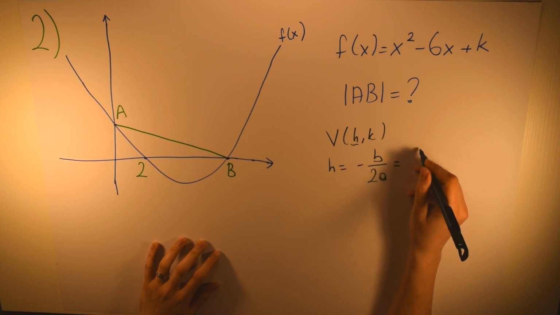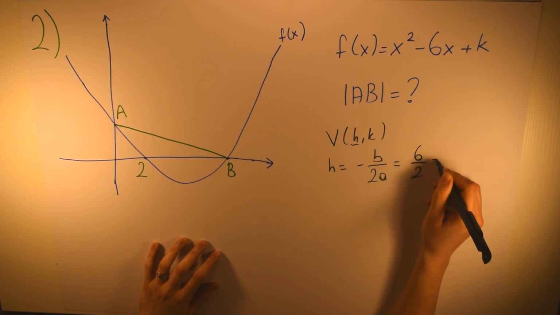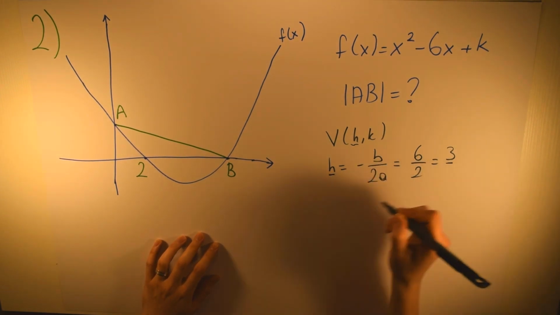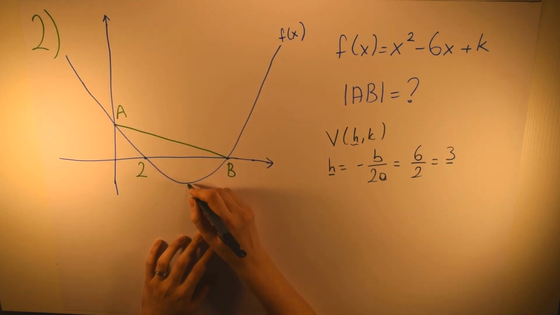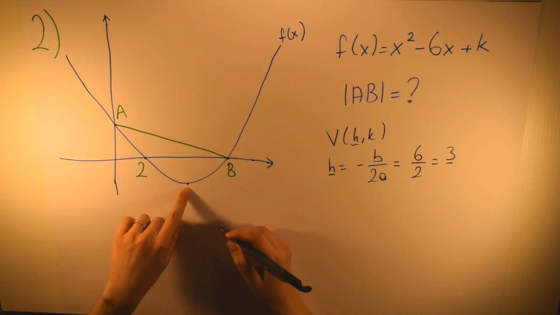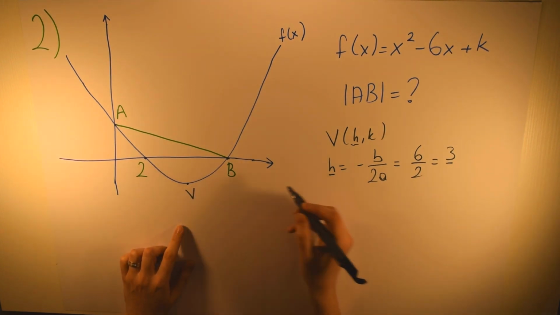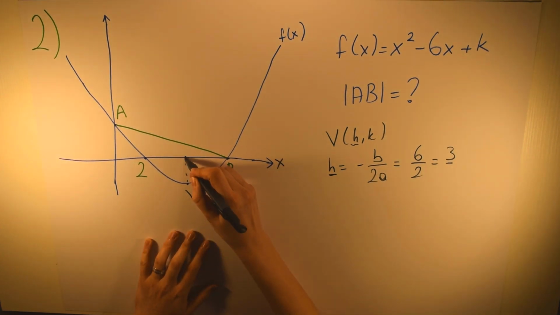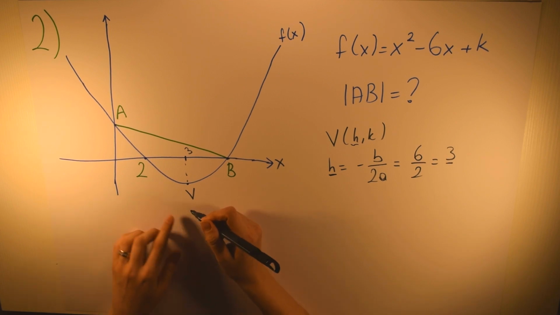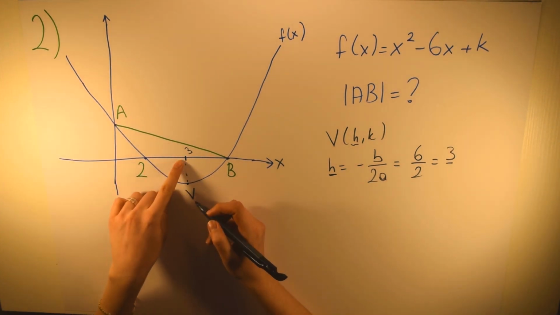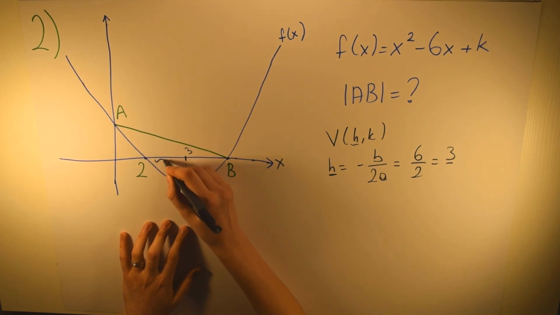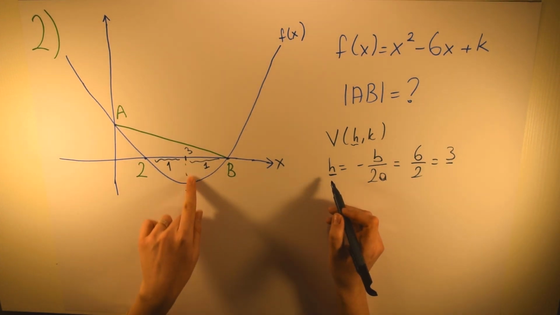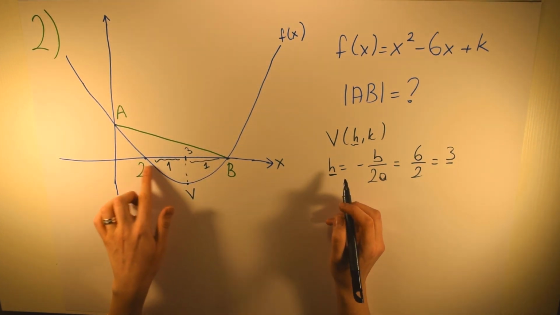So from here, 6 over 2 is equal to 3. Our h point is equal to 3, which means on this parabola our vertex point is here, the lowest point. Here h is on the x-axis, so this is equal to 3. If here is equal to 2, it means that here has to be equal to 1, and also here is equal to 1. Why? Because this h point is the middle of our two roots, right?